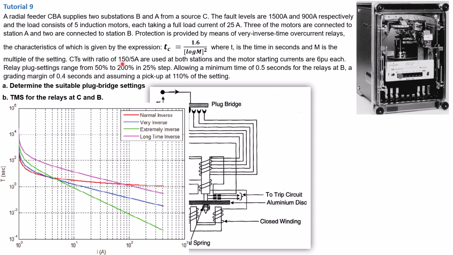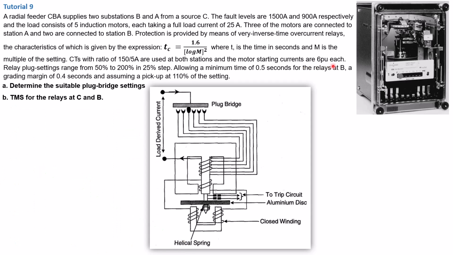Now there are CTs with ratios of 150 to 5 used at both stations, and the motor starting currents are 6 per unit each. Now relay plug settings range from 50% to 200% in 25% steps. Okay, so that is the relay plug settings. Now, allowing a minimum time of 0.5 seconds for the relays at B, a grading margin of 0.4 seconds, and assuming a pickup at 110% of the settings.